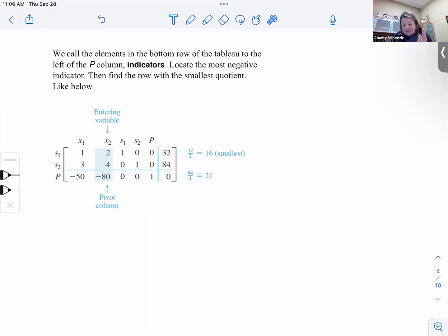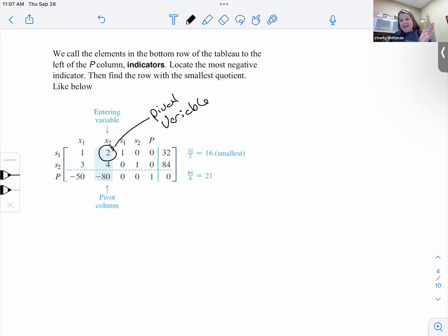Okay, then we have to decide which is our pivot variable. And we decide that by looking at this 2 and this 4 in relationship to the 32 and the 84. So you'll notice over here, we're going to divide them, 32 by 2, 84 by 4. And the smallest one is now going to be our pivot. So I'm going to circle that one, and this is going to be our pivot variable. Okay, that's important. Always circle your pivot variable.